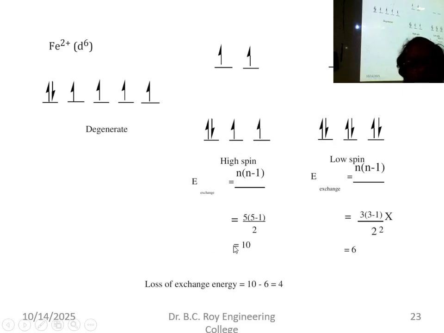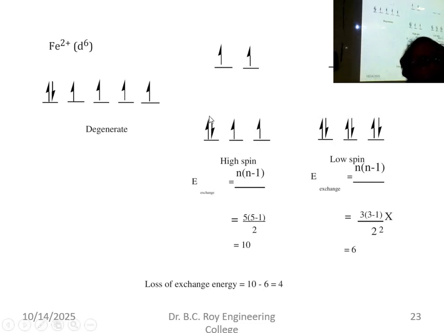If you take high spin, the exchange energy value comes to 10, and if you take low spin, then the exchange energy comes to 6. Compare with the formula n into (n minus 1) by 2. Here 10 is missing, sorry, here a 2 is supposed to be there, so it is missing. Actually it is a photograph, I cannot edit it. That's a photograph taken from somewhere.